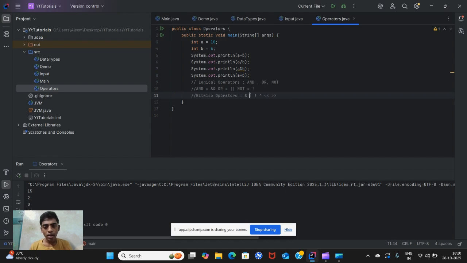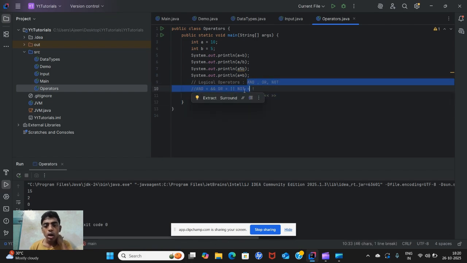Okay, and this is single and. The single ampersand symbol is used to denote the bitwise and operator. What this does is the same: if 0 and 1 come in, what will be the output? 0. As already told for and, it does the same job. Or is also like that, and not is also the same case.